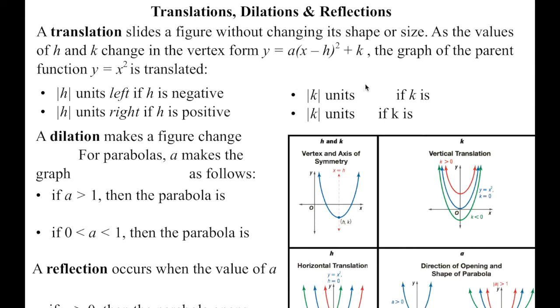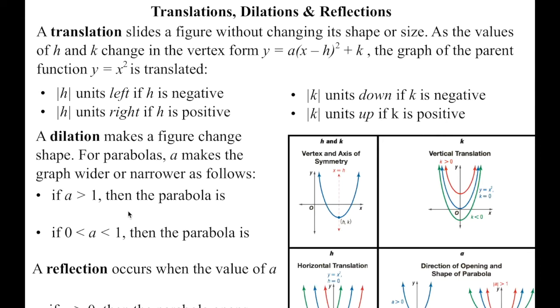If we put a number in for k, and k is negative, we go down. If k is positive, we go up. So just changing those two things will make our parabola go up, down, left, or right. A dilation actually makes the figure change its shape, and the variable a makes the graph wider or narrower.